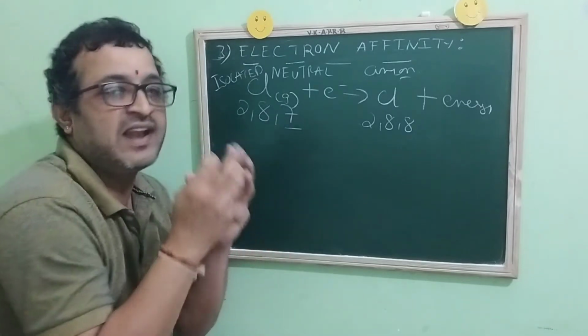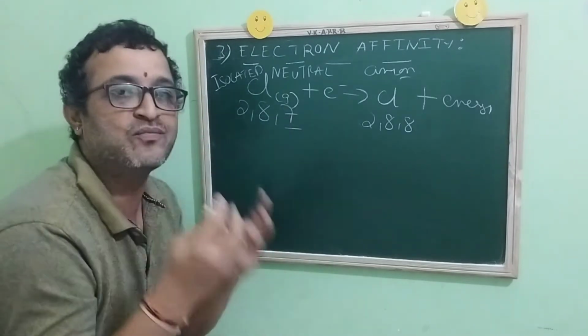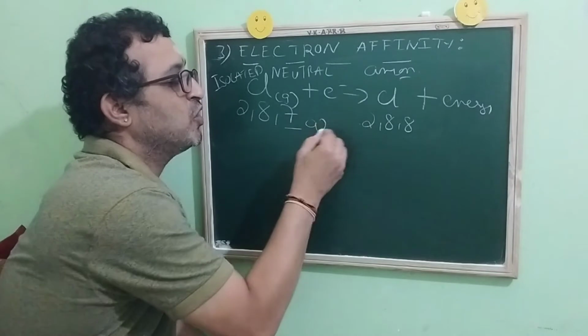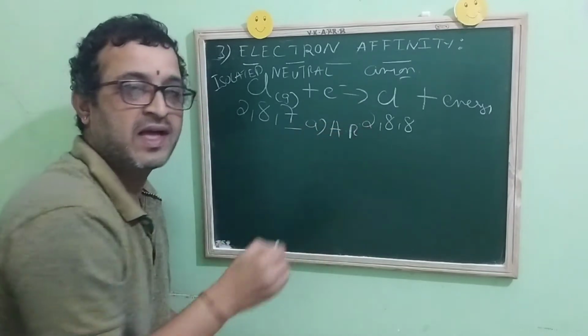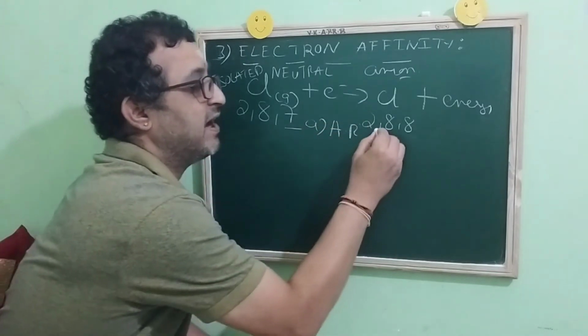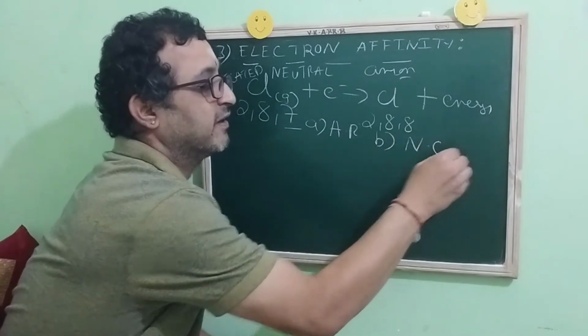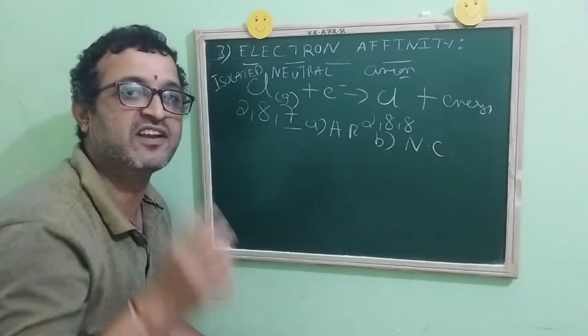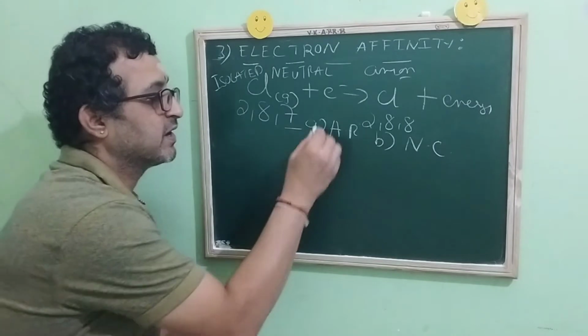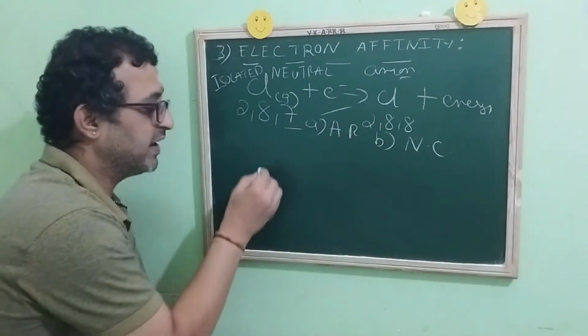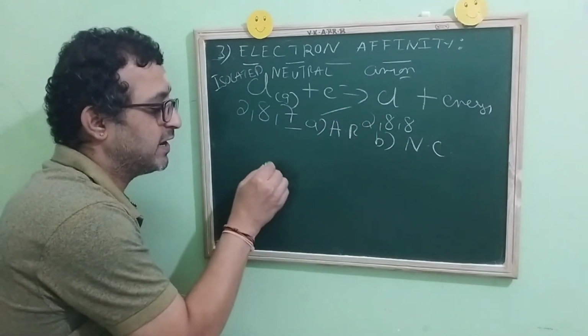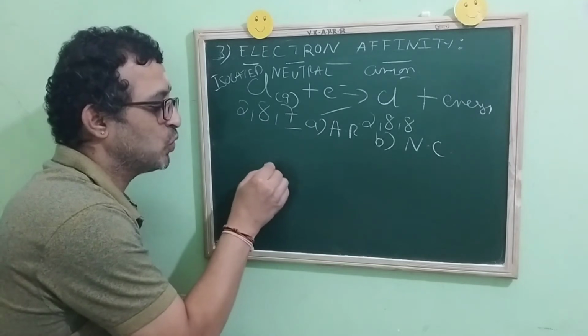Now, children, this electron affinity depends upon what factors? So, it depends upon 2 factors. One is atomic radius and the second one is nuclear charge. Right, children? Now, observe here. First, we'll straight away proceed with atomic radius. So, for that, what I will do is that I will consider 2 atoms.